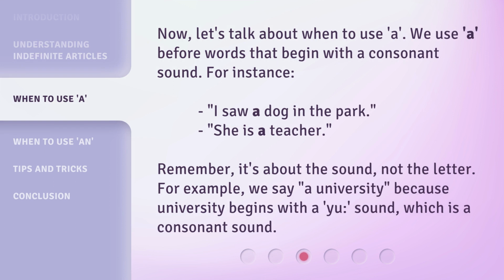Now, let's talk about when to use A. We use A before words that begin with a consonant sound. For instance, I saw a dog in the park. She is a teacher. Remember, it's about the sound, not the letter. For example, we say a university because university begins with a U sound, which is a consonant sound.